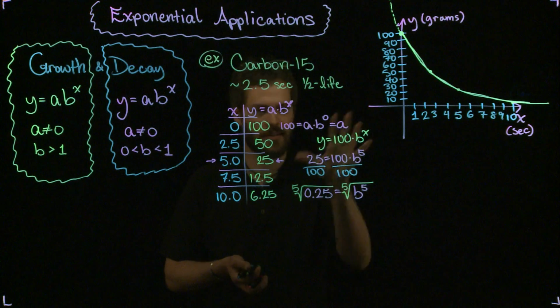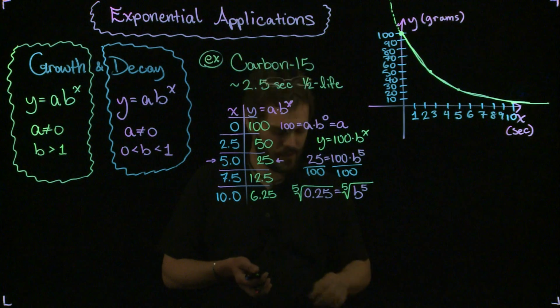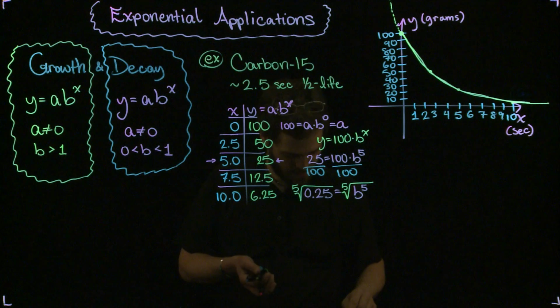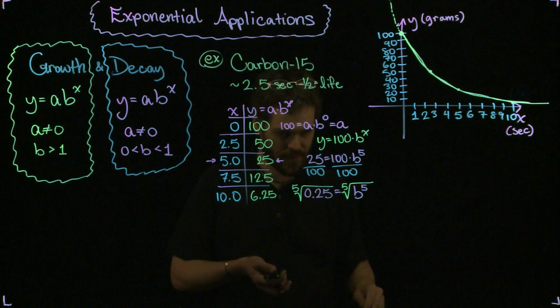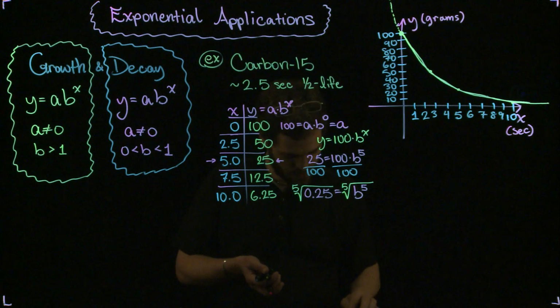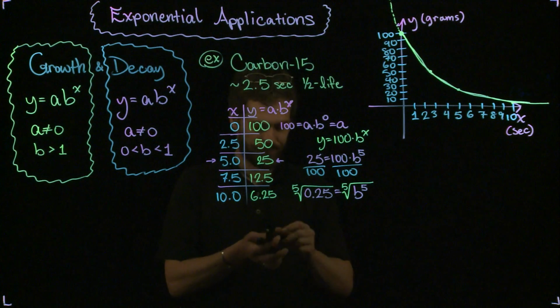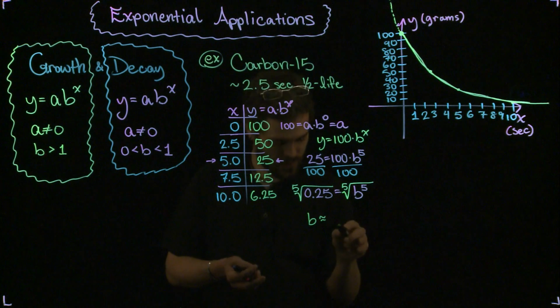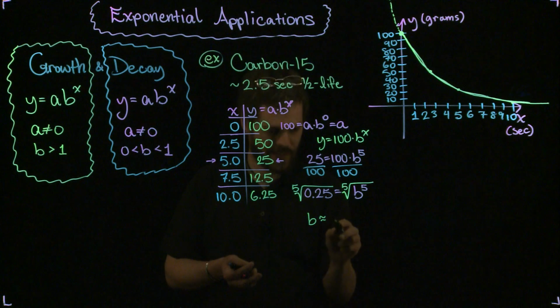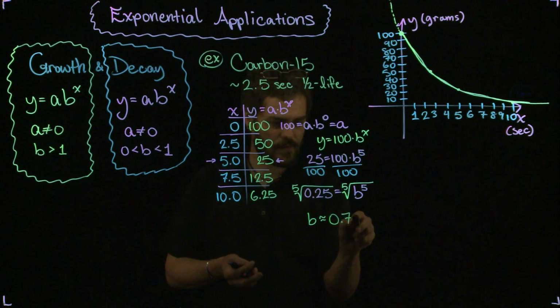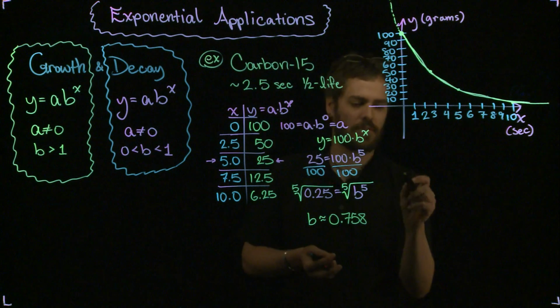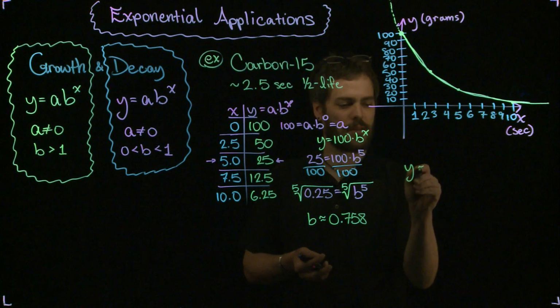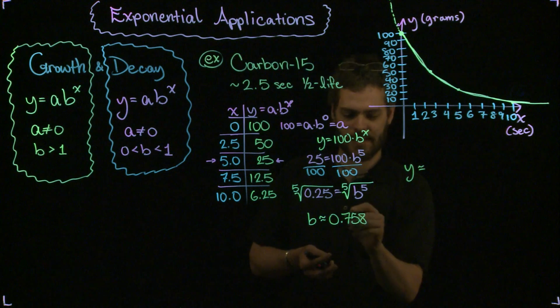If you want a whole lot of accuracy in your functional form, then you want to leave it something like that. But I'm going to go ahead and estimate it. So this is the 5th root of 0.25, or 0.25 to the 1/5 power, or 0.25 to the 0.2. That's all the same. This gives me b is about 0.758.